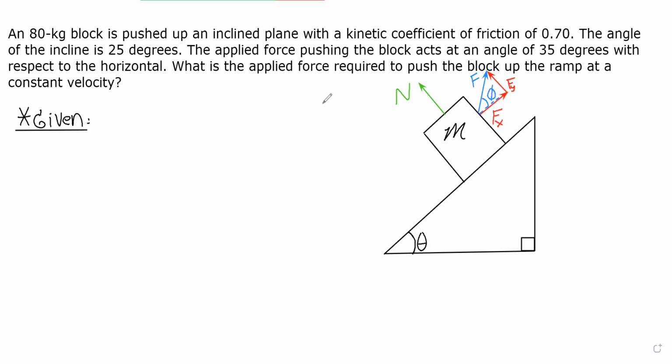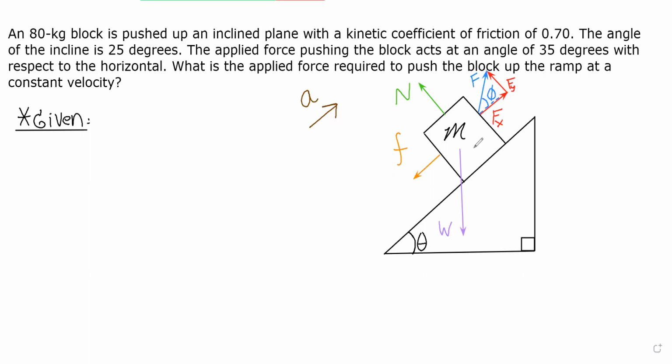Now the block is being pushed up the ramp, so the acceleration we draw in this direction to specify the motion. So if motion occurs to the right, due to the force F, then friction occurs to the left, which opposes the direction of motion. So this is the friction here. Next, there's weight, which acts straight down, which is also called force due to gravity, or simply gravity.